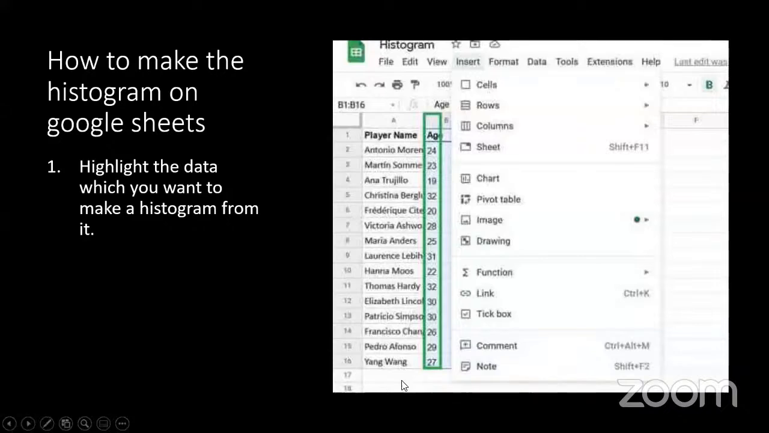Okay, so we need to go to Google Sheets. Sorry for the noise. I need to go to Google Sheets right now to do the histogram together. Hopefully, by the end of this session, we are going to know how to do a histogram.